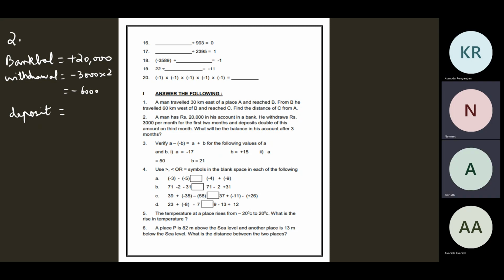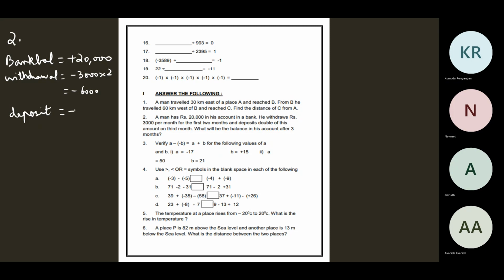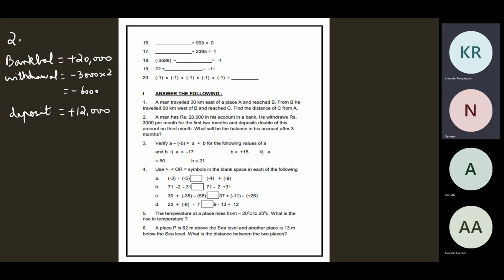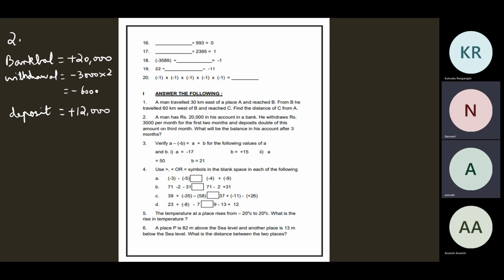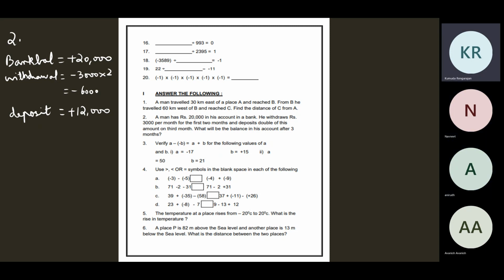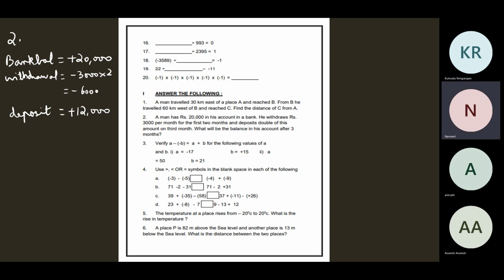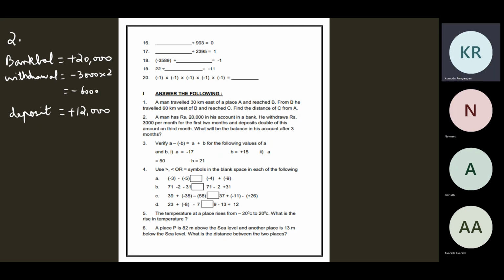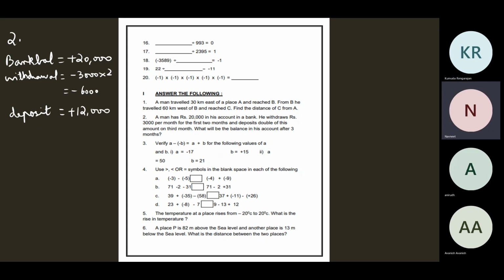So the deposit is plus 12,000. He deposits double of this amount. How much he withdrew, 6,000. Double that, plus 12,000. Deposit is positive. Withdrawal is negative. Bank balance is positive. Withdrawal is negative. Deposit again is positive. Disable your mic, boys.